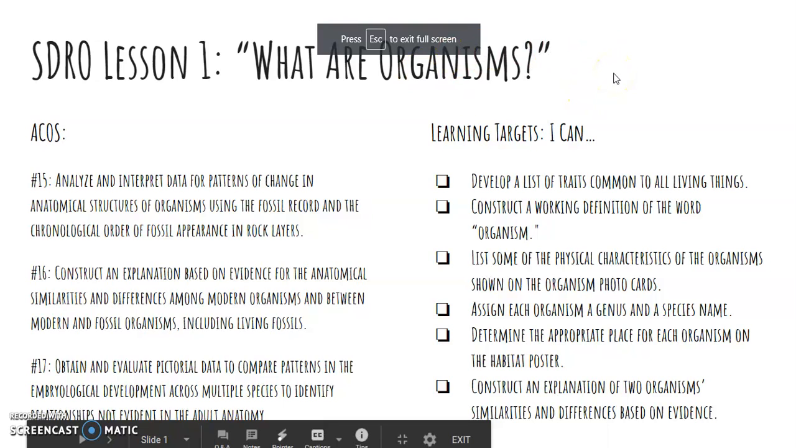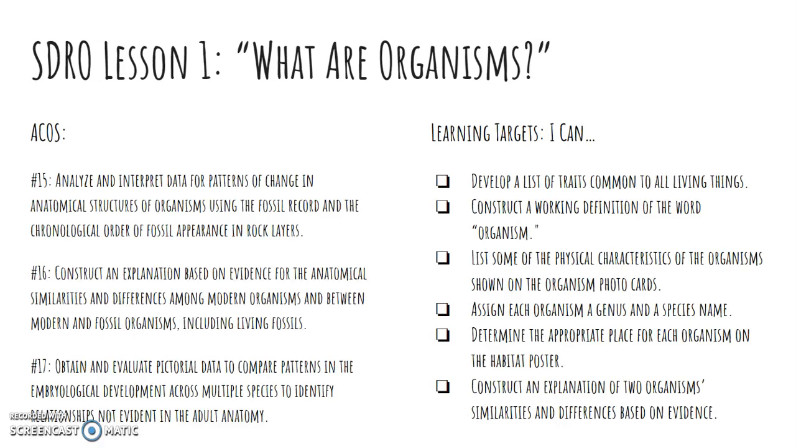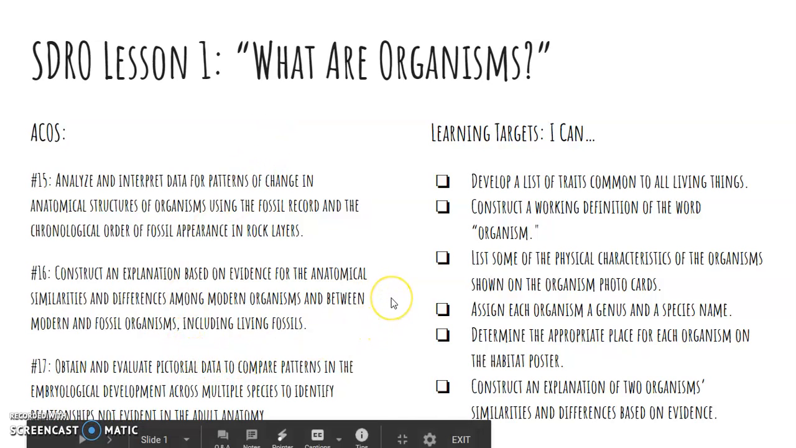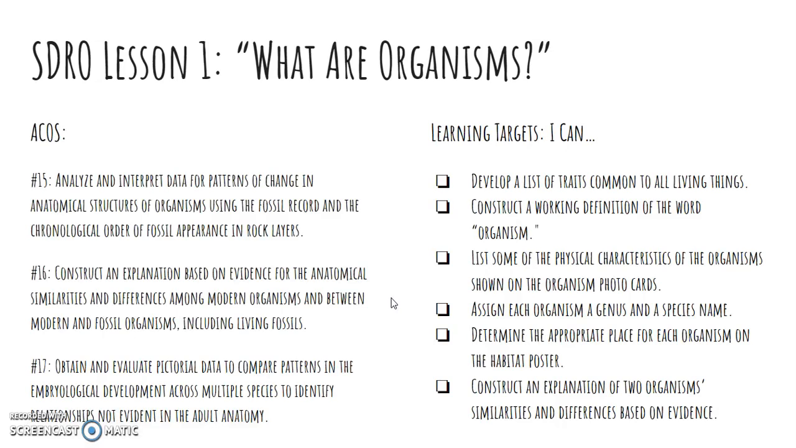Okay, so SDRO Lesson 1, What are organisms? We're going to be covering our Alabama Course of Study Standards 15, 16, and 17. Now that might not mean a lot to you, but it does give us an idea of where we're coming from in our content for 7th grade life science.